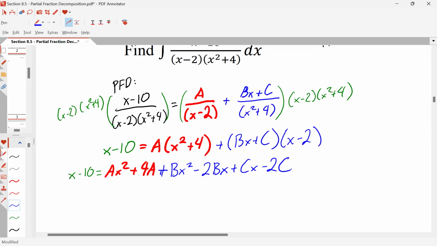Now, we know from algebra that if I wanted to simplify this side down, I would combine like terms. I'd notice, hey, I have an x² and an x². I could add those together to be (A + B) times x². I have an x and an x, I could combine those together to be (C - 2B) times x. And then I have things without x's. I have a 4A and a -2C, and so I could combine those together.